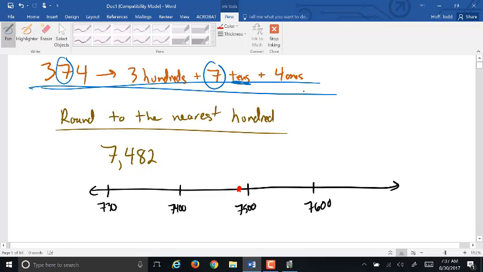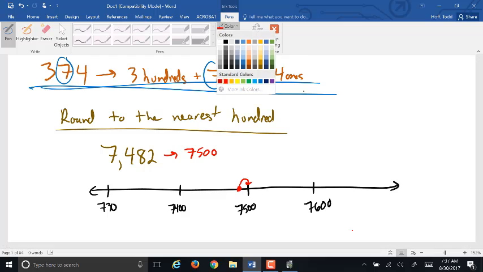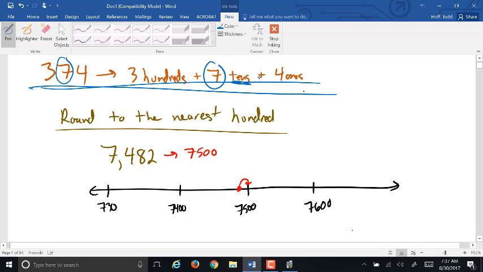Which 100 is it physically nearest to? 7,500. So that would round to 7,500, to the nearest 100. So when we say round to the nearest whatever place value, that's what it's really referring to, is on that number line, which one is it nearest to? Now, we don't want to have to draw out a number line every time we round. How were you taught to round to shorten this up?